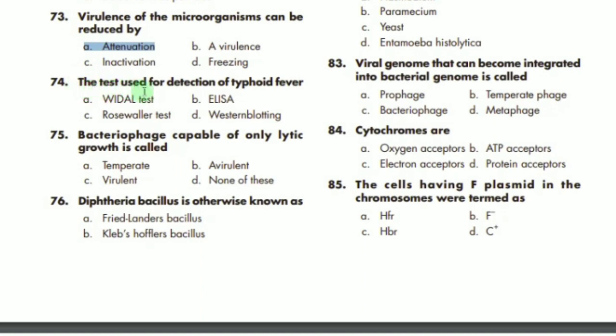74 MCQ says that the test used for the detection of typhoid fever. So for the detection of typhoid fever we call that Vidal test. A is the correct option. Okay. 75 MCQ says that bacteriophage capable of only lytic growth is called. So it is called temperate. Okay, so what we call it, temperate. Now diphtheria bacillus is otherwise known as, so what is the second name of the diphtheria bacillus? So the second name of the diphtheria bacillus is Klebs-Loeffler bacillus. B is the correct option.